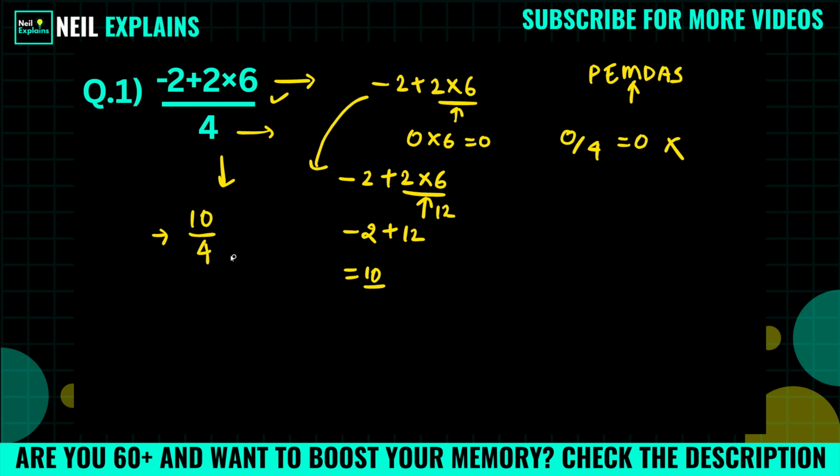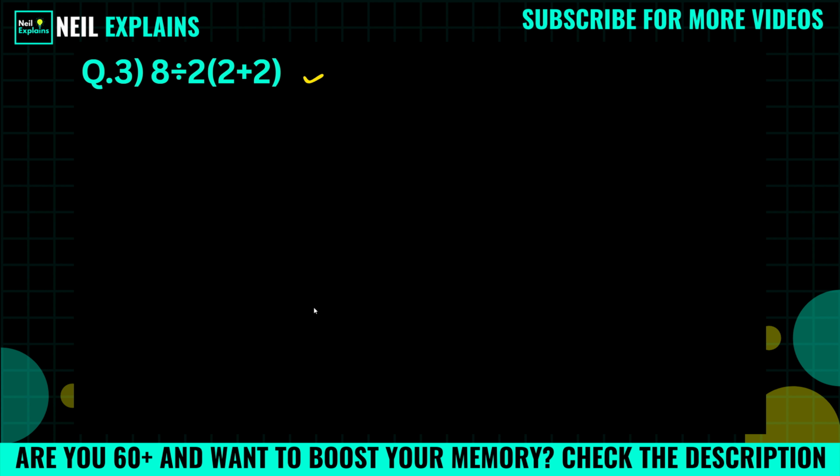So this is not simplest, so we will solve again. 2 times 2, 2 times 5, that is equal to 5 by 2 which is the right answer, or you can say 2.5. Okay, coming to the next question: 8 divided by 2 parenthesis 2 plus 2.